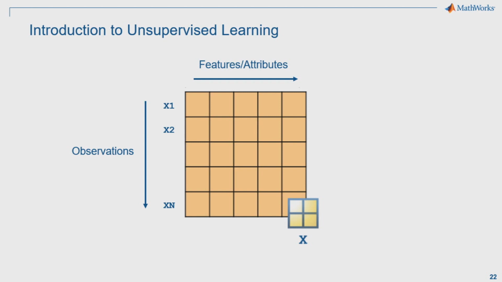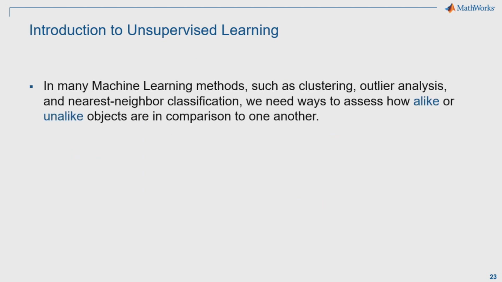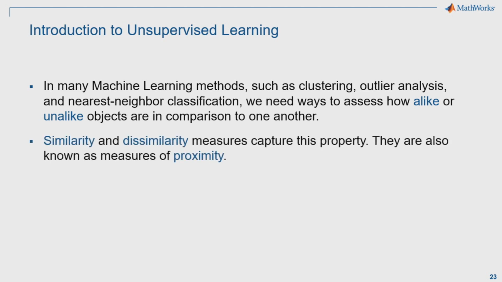In particular, the unsupervised learning approach requires us to understand how we can compare these data, these different observations. This requires the introduction of a concept of similarity, which is used to assess how alike or unalike objects are in comparison to one another. This similarity just tries to capture this property.